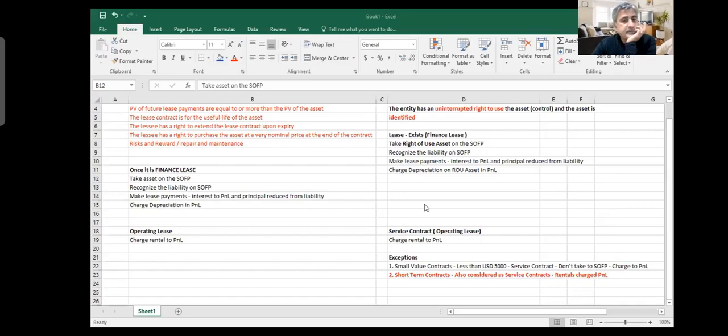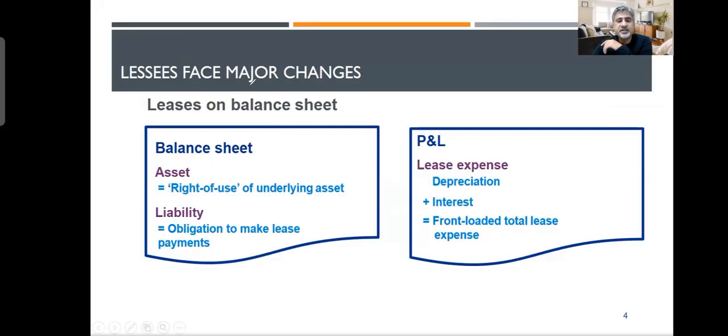Okay. So we understood the basics. Now let's go to little details. Again, I'm going back to the PowerPoint. So lessee faces major changes. Like I told you, the problem with the lessor is not an issue. Lessor gave the asset, he had a receivable, whatever. The problem is with the lessee. Lessee is the person who's receiving the asset, and the classification has changed. Treatment I wouldn't say has changed, classification has changed, and because of the classification, the treatment has changed.